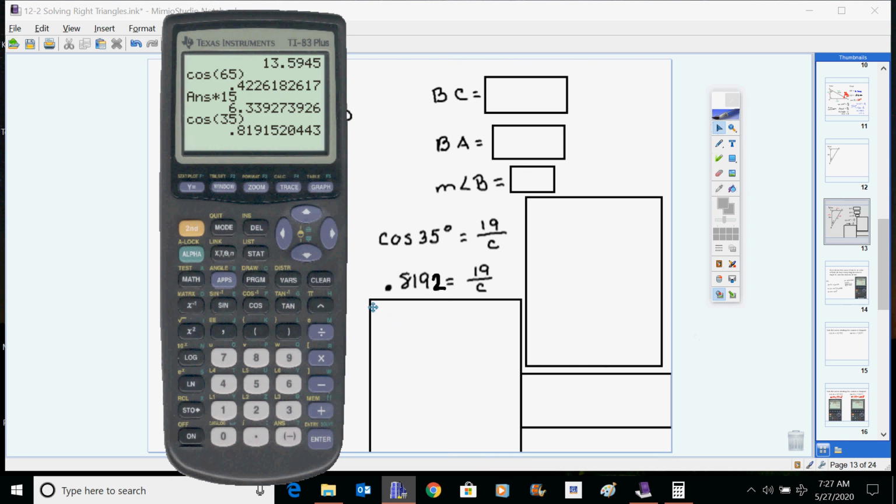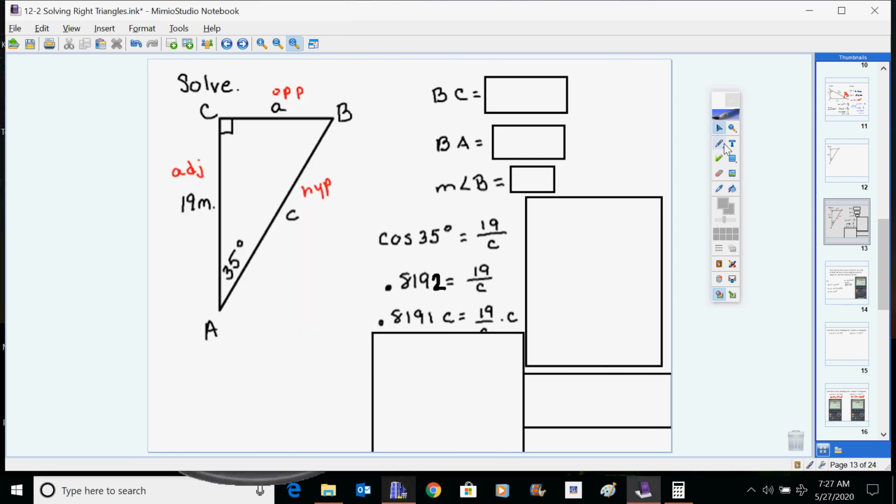All right, so after you have that, be careful. The mistake that a lot of people want to make now is to multiply both sides by 19. But multiplying by 19 is not going to cancel it out. We need to multiply both sides by C. Why do we need to multiply both sides by C? Because C is in the denominator right now, and it'll just mess you up if you don't.